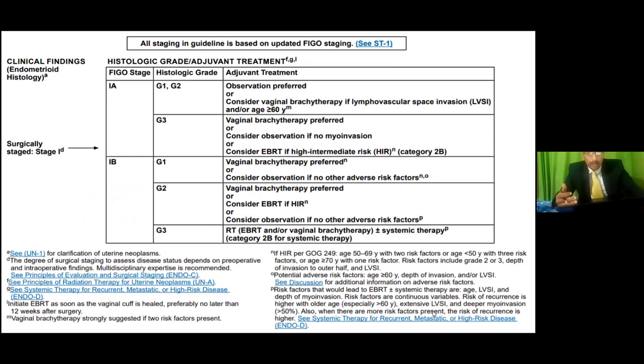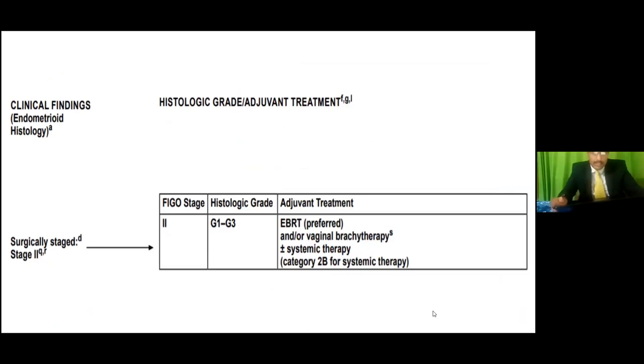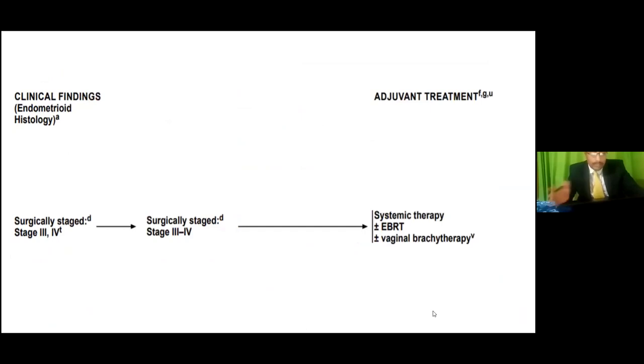In the stage 1B with a grade 1, the vaginal brachytherapy is preferred, and grade 2 vaginal brachytherapy will be preferred, and in the grade 3 EBRT is usually preferred, plus or minus systemic therapy depending upon the histologies and other factors. In the surgical stage 2, grade 1 to grade 3, we prefer giving the external beam radiotherapy or the vaginal brachytherapy, and we use systemic therapy plus or minus. And in the surgical stage 3-4, we prefer the systemic therapy plus or minus combined with the external beam radiotherapy or the vaginal.